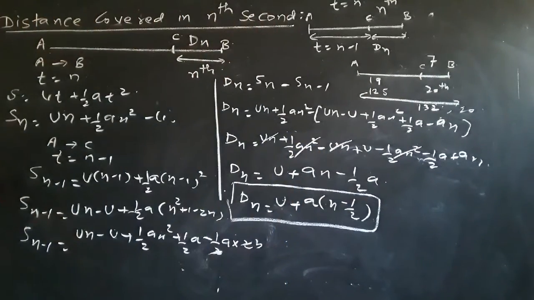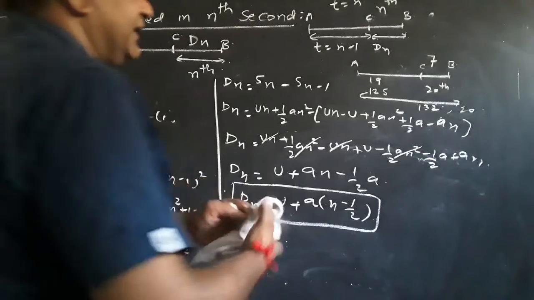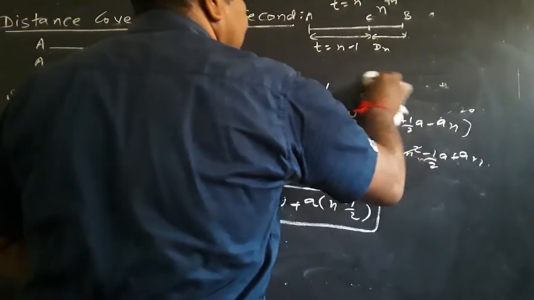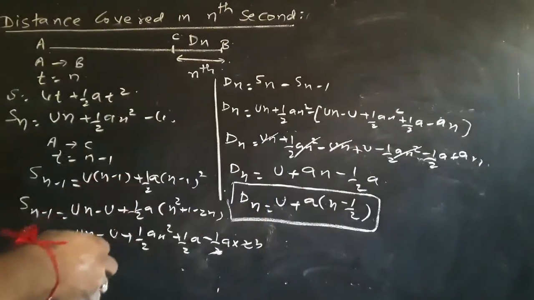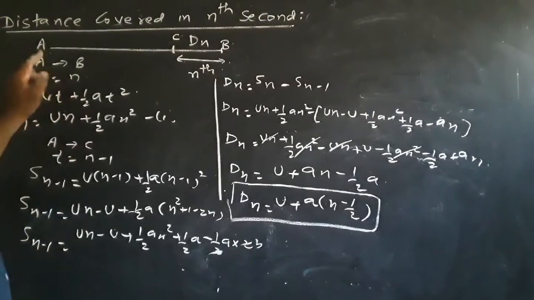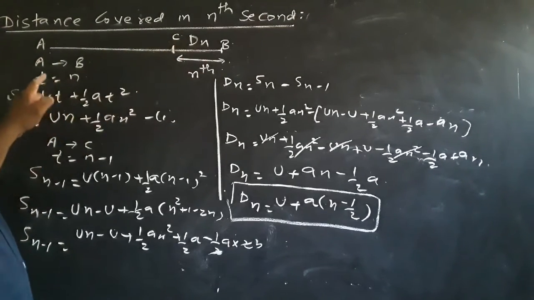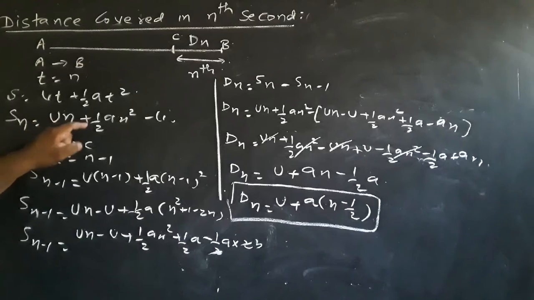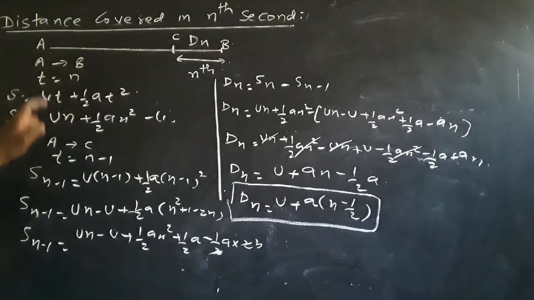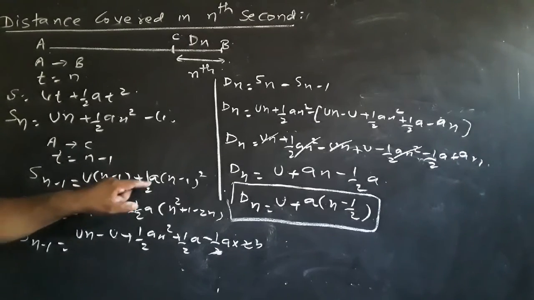Now you can see that the object is moving in a uniform motion from A to B. From A to B, time taken is n. Applying the second equation of motion, s equals ut plus half at square. Put t equal to n, we get un plus half a n square. This is equation number one. From A to C, time taken by the object is n minus 1. So distance covered is S of n minus 1 equals u into n minus 1 plus half a into n minus 1 whole square.